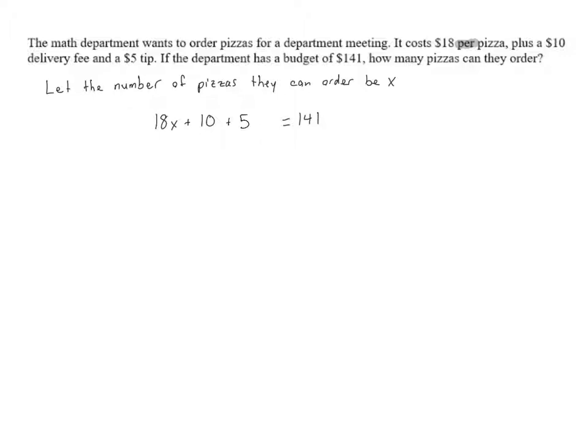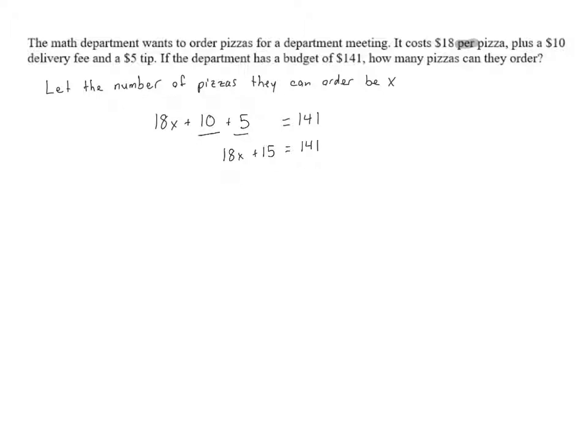We're going to start by combining like terms on the left. 10 plus 5 is 15. So we end up with 18x plus 15, or 15 plus 18x. The order doesn't matter. So we've got 18x plus 15 equals 141.